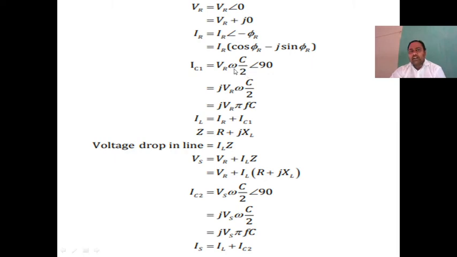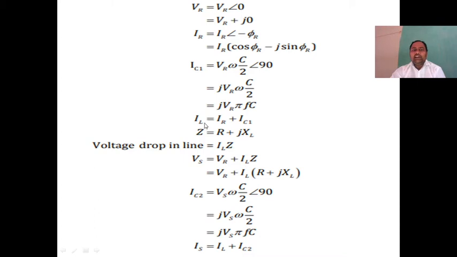The voltage across the charging current is VR, simply omega C by 2, because only half of the capacitance is considered, not the full capacitance. Half the capacitance is on the sending end side, half the capacitance is on the receiving end side. So VR into omega C by 2, which is jVR omega C by 2. Here omega is nothing but 2 pi f, the 2 cancels, and we get jVR pi f C.